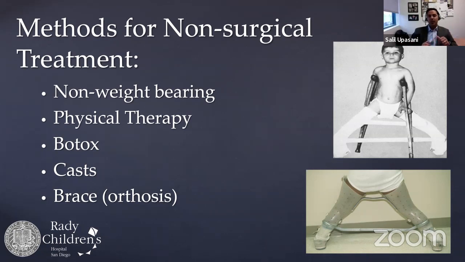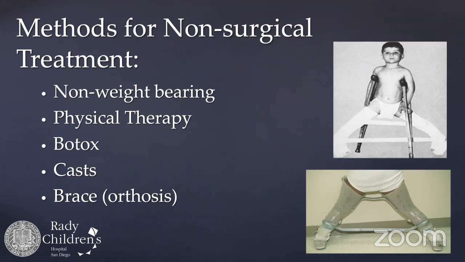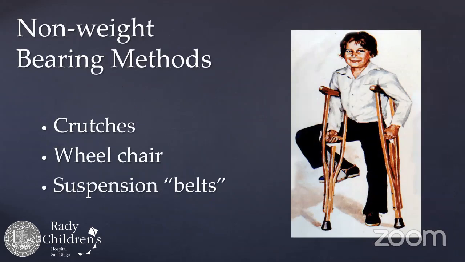Physical therapy to maintain abduction so that the femoral head remains tucked into the acetabulum, as well as using Botox. I don't know if this has gained favor in India, and maybe this is something we can talk about for our first case. But putting Botox into the adductors helps paralyze those muscles, helps maintain abduction, and could be a strategy for non-surgical treatment of Perthes, as well as casts and bracing.